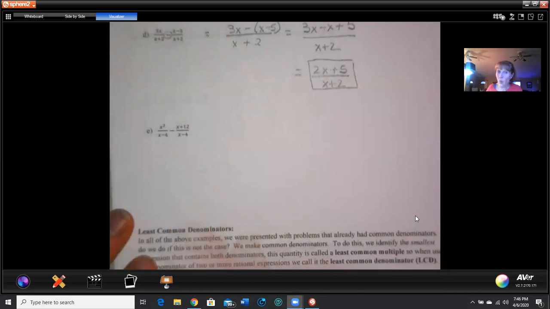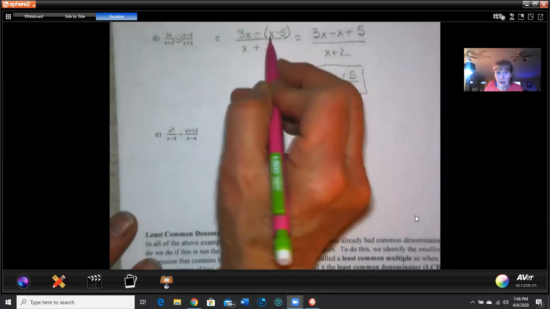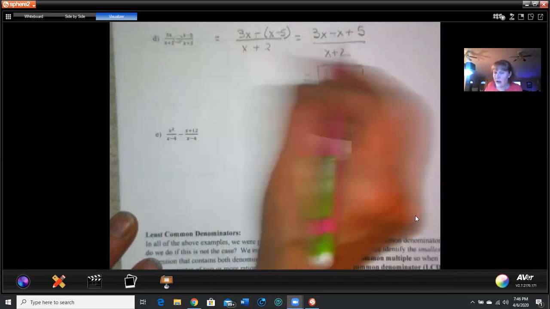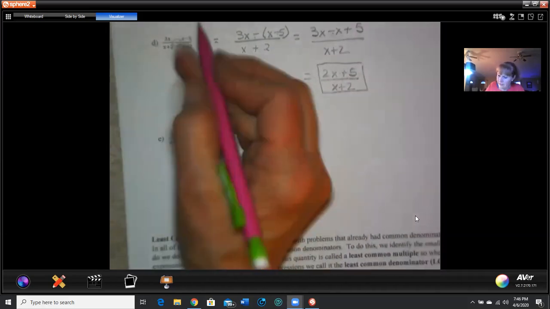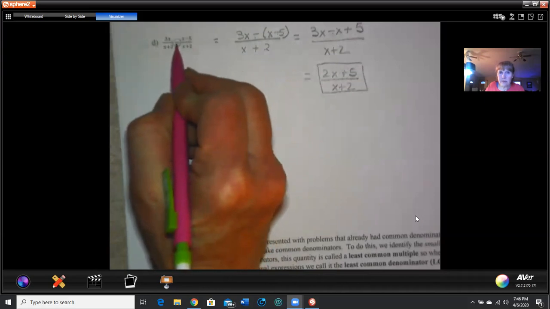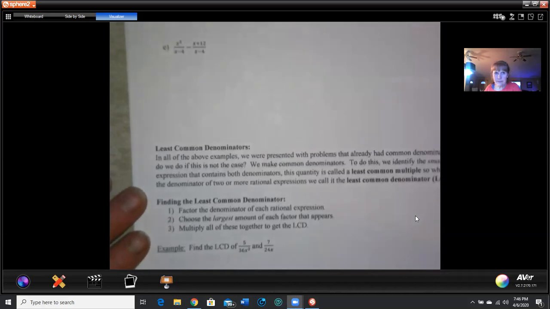So again, one more time. If you have a subtraction symbol, put it in parentheses here, and when you rewrite it, it'll be a minus x plus 5. Change the signs in the numerator that follow that subtraction symbol. All right, let's try another one. You guys are doing great.